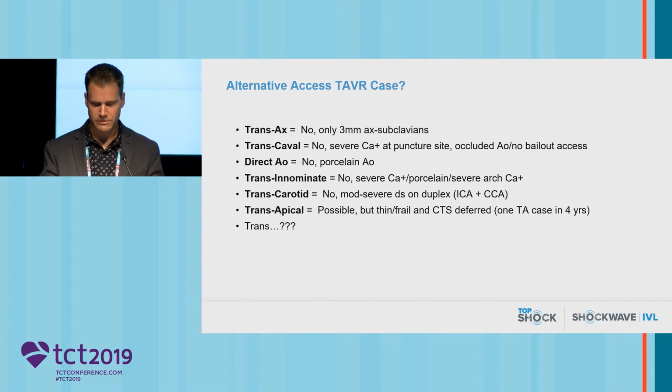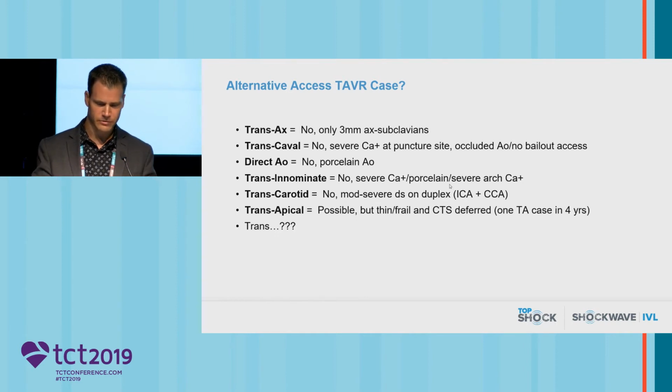Transcaval, we've done a transcaval. This was obviously not the case for a transcaval, especially if you've done only a few. There was severe calcium at the puncture site. Obviously the aorta is occluded. There's no bailout access. We can't do an endograft coverage stent. Direct aorta, again, we're dealing with a porcelain aorta, so that was out. A transinnominate, severe calcium at the arch, severe calcium throughout the entire aorta with the porcelain aorta. So that was off the table.